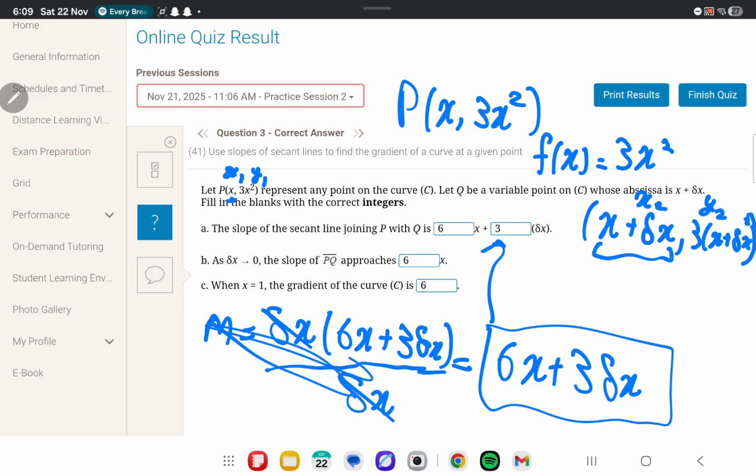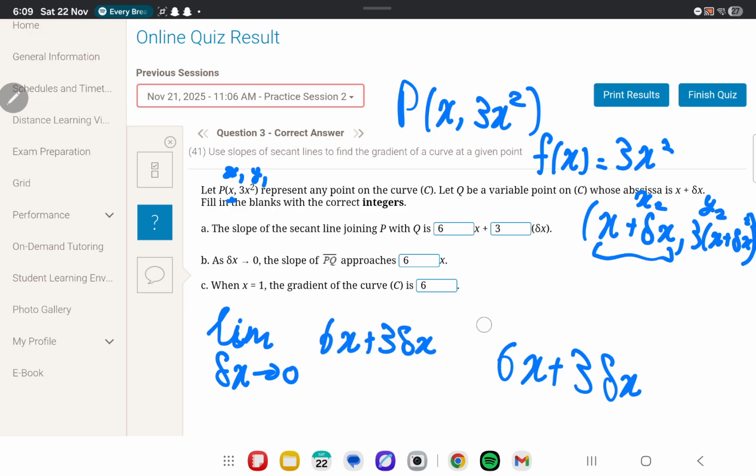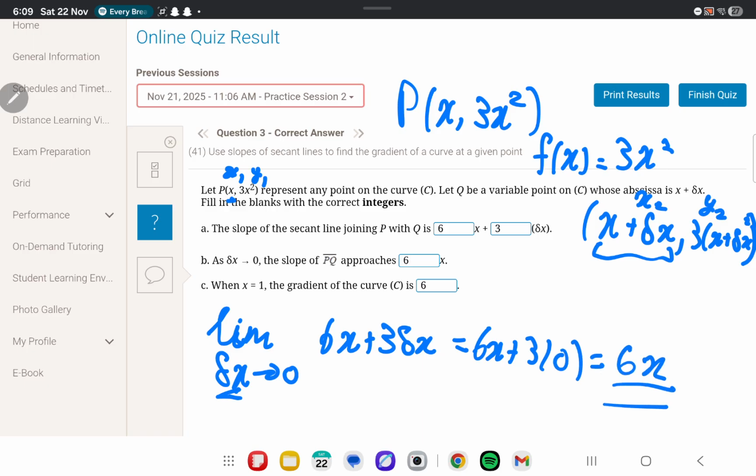Okay. So this is what you have. Now, as delta x approaches 0, the slope of PQ approaches what? So this is what we call a limit of a function. So what are you gonna write? You're gonna write limit of delta x approaches 0, 6x plus 3 delta x. What is this equal to? You're just essentially going to substitute delta x as 0. It's going to equal 6x plus 3 into 0, which is going to give me what? 6x. And this is my answer for part B.